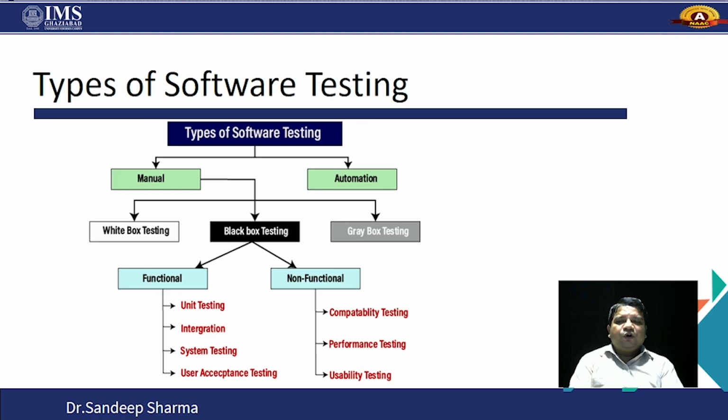Now, let's see what are the different types of testing available which we are using. So, they are divided into manual and automated testing, and manual testing is also divided into white box, gray box, and black box. Now, black box testing is of two types, that is functional and non-functional. Functional is of unit testing, integration, system testing, and user acceptance testing. Whereas non-functional testing comprises of compatibility testing, performance testing, and usability testing.